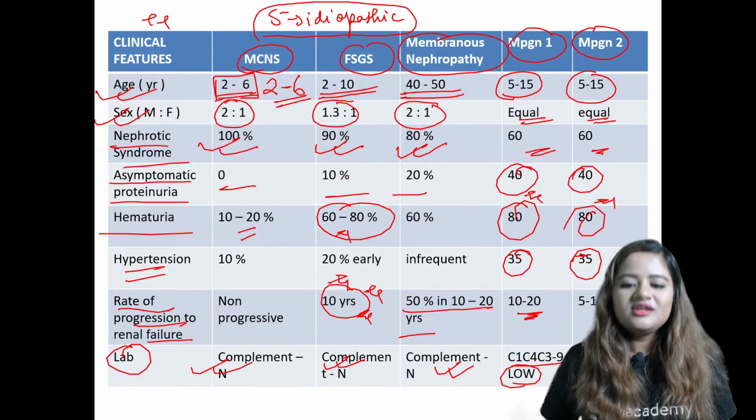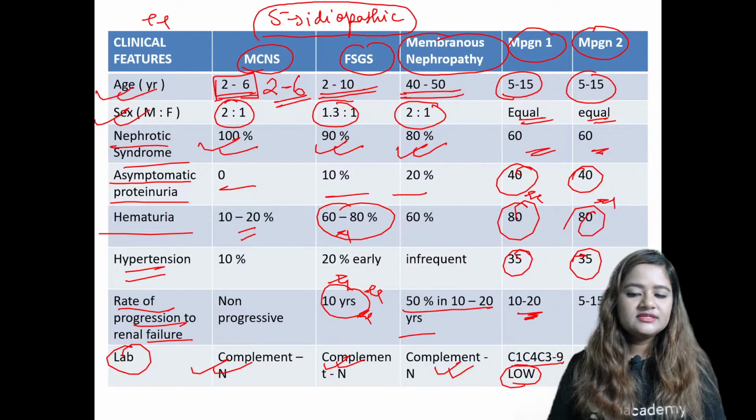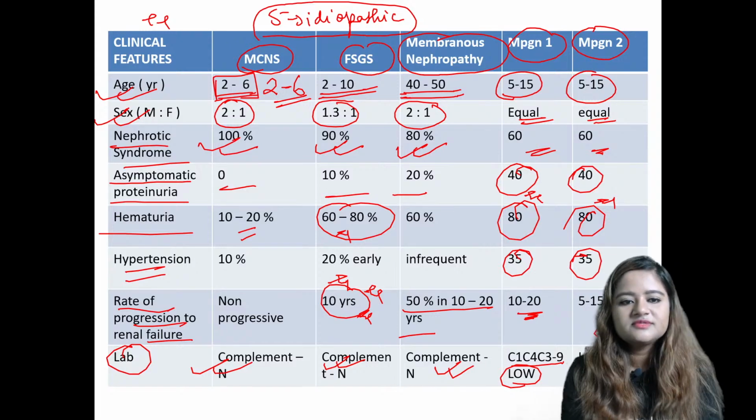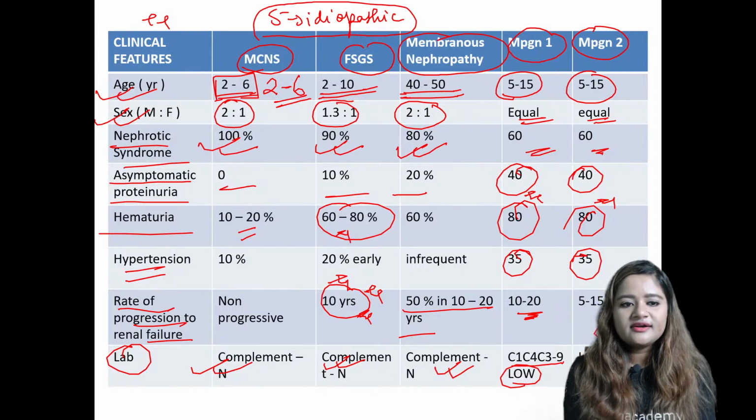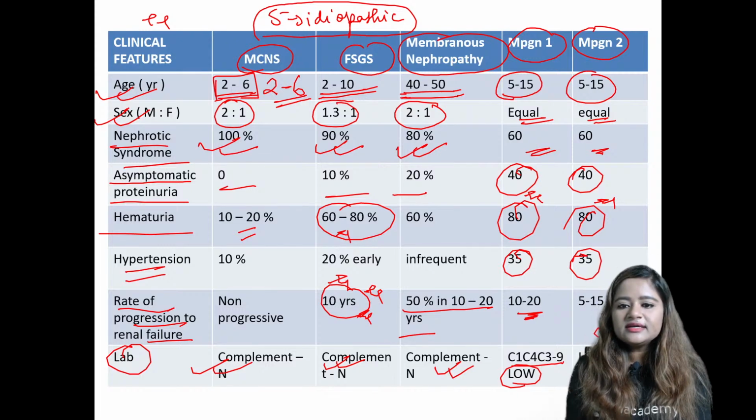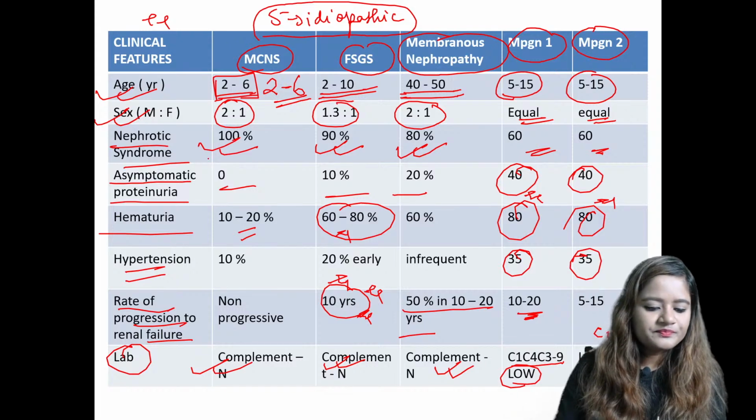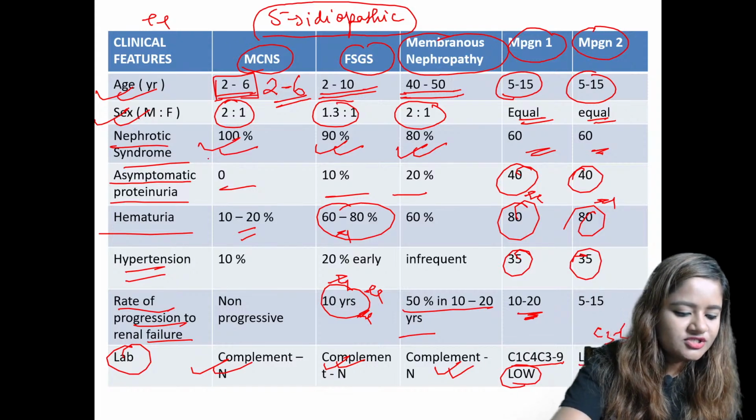So you would be asked only about the deposition of complements in these types, so you should be very aware of which has complement deposition and which does not. This table and chart is also very important, where you can easily consolidate all the findings of all the types of nephrotic syndrome so that it does not create any confusion during the exam.